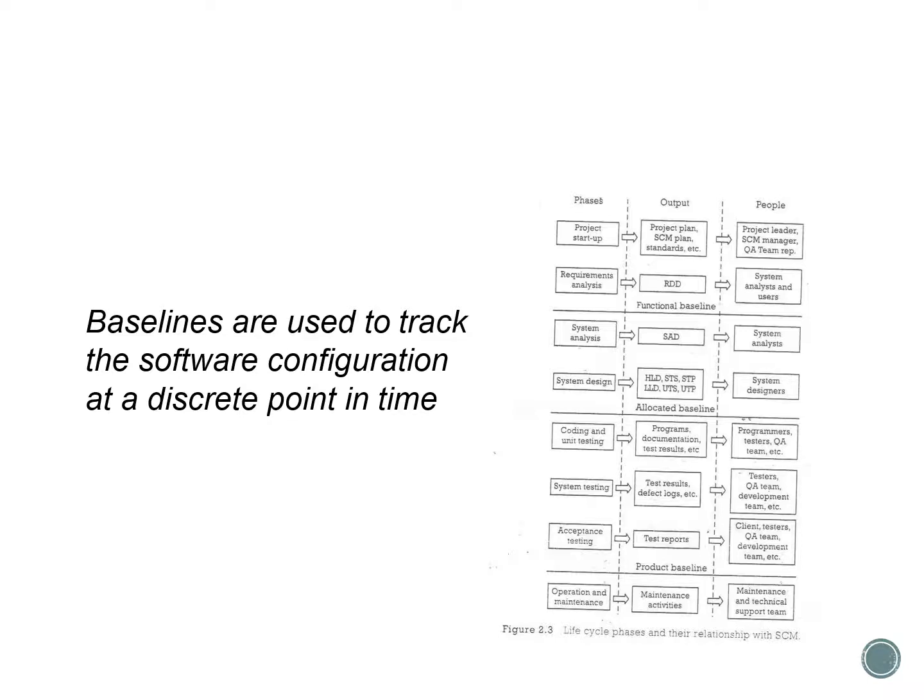Also, the baselines from one baseline to another are used to track the software configuration at a discrete point of time. So who is doing what, what is happening, and how well the system works. Based on this example here, if we have, for example, a working proof of concept, that's a functional baseline. If we have a design, or we know what we are building, that's an allocated baseline. And when we have the first product, which we can launch or sell or distribute, it's a product baseline.